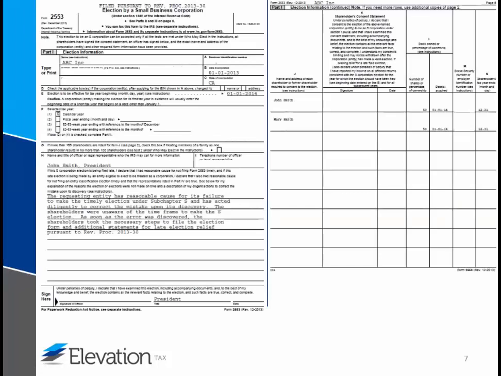Here are the first 2 pages of the Form 2553. Any officer of the corporation needs to sign and date the bottom of page 1. On the second page, each shareholder needs to sign and date next to his or her name.